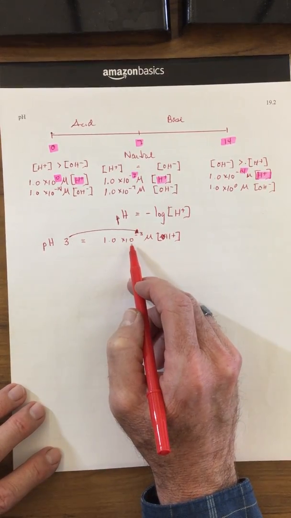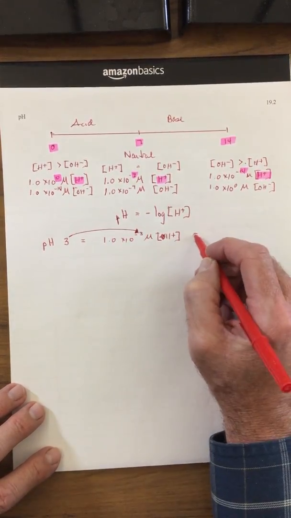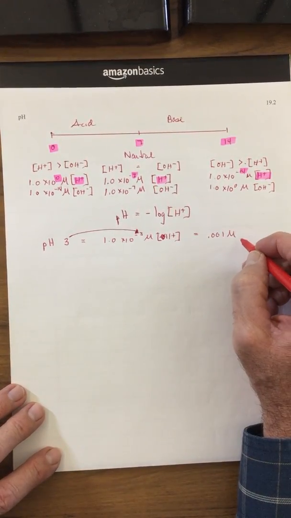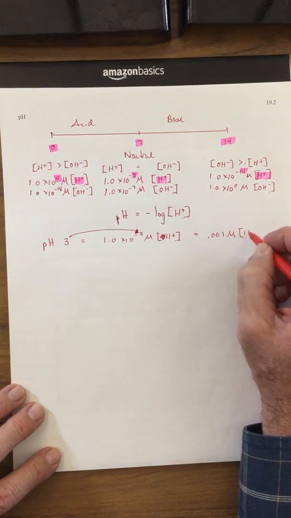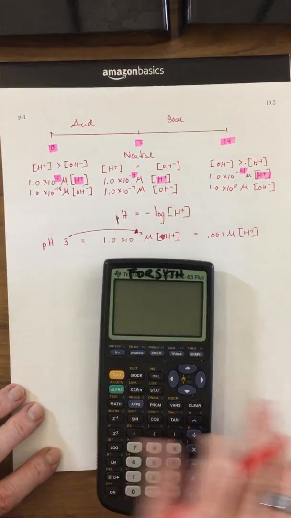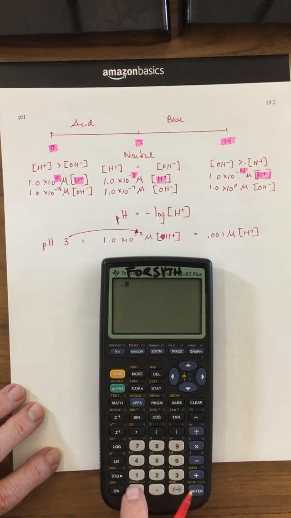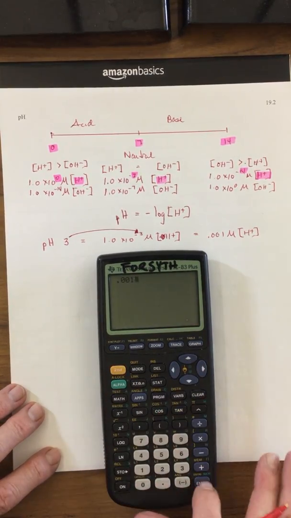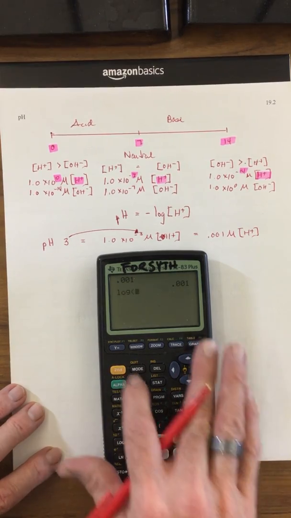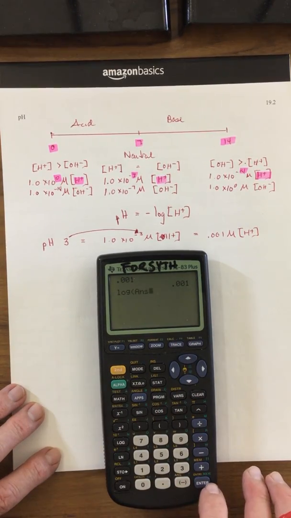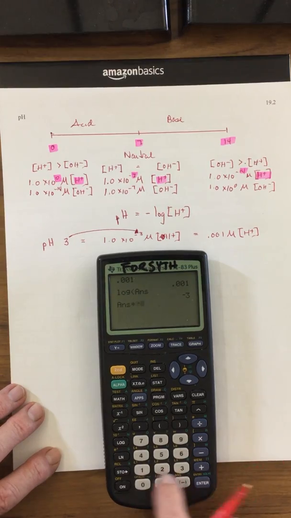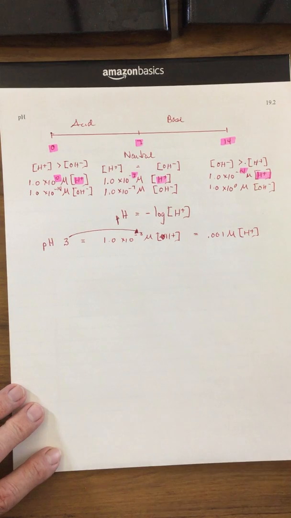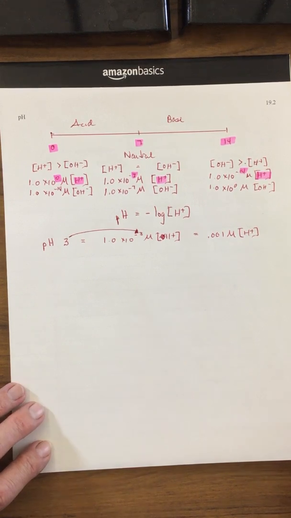So what does this actually mean in terms of a decimal? This means that it's going to be 0.001 molar of H plus. And again, I can plug that in my calculator, 0.001, okay, and I can take the log of that answer and then multiply it by -1, and that would tell me it's a pH of 3. I can work backwards to get to that response right there.